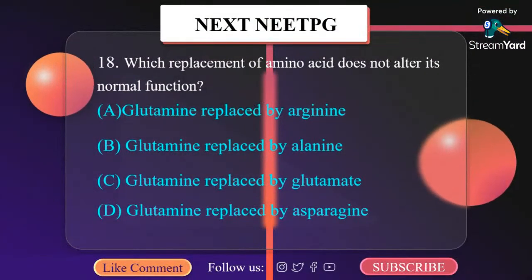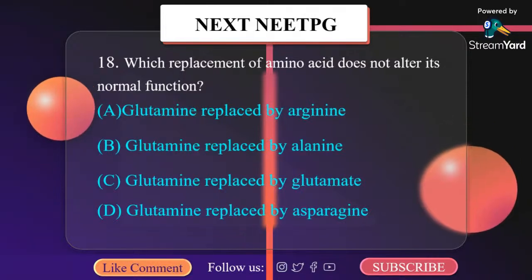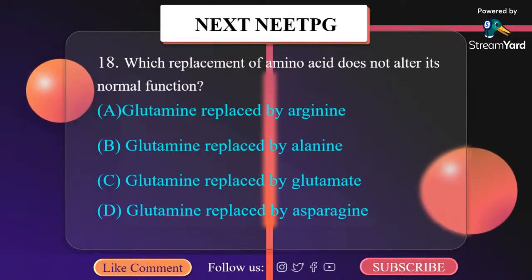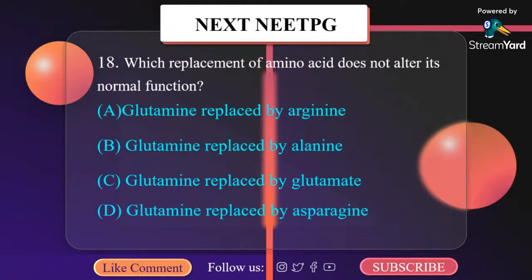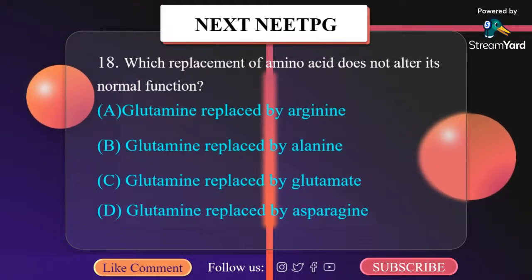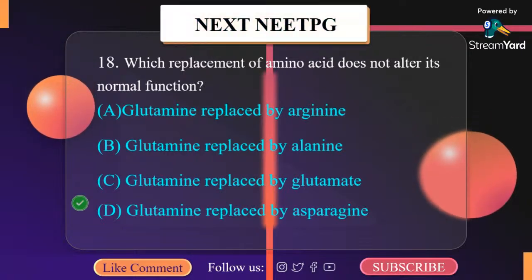Which replacement of amino acid does not alter normal function? A. Glutamine replaced by arginine, glutamine replaced by alanine, glutamine replaced by glutamate, glutamine replaced by asparagine. It is glutamine replaced by asparagine.